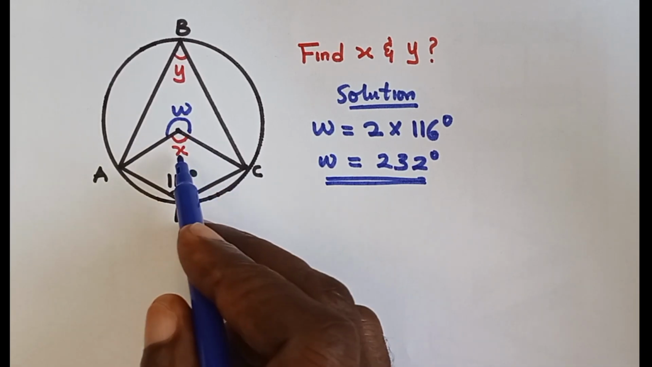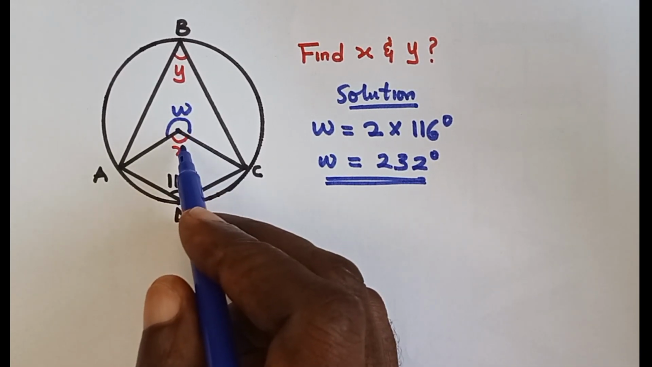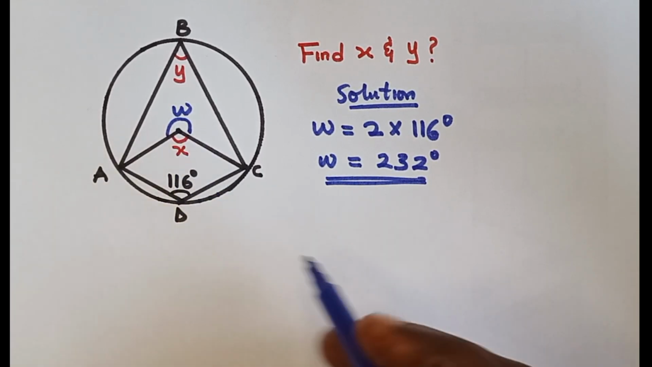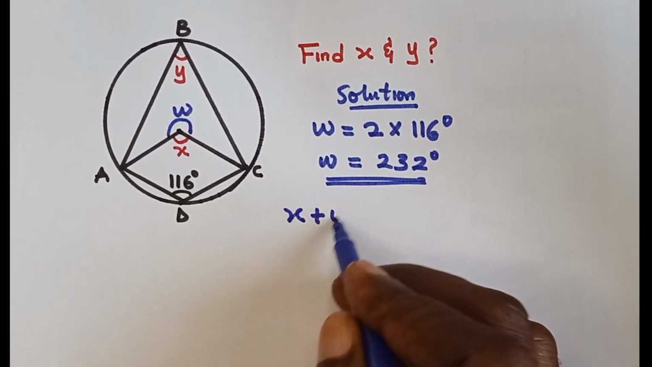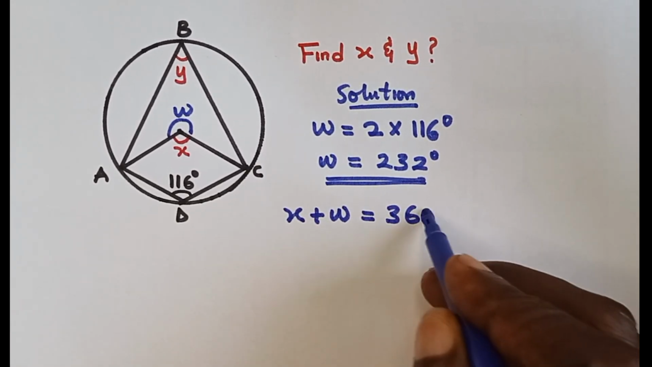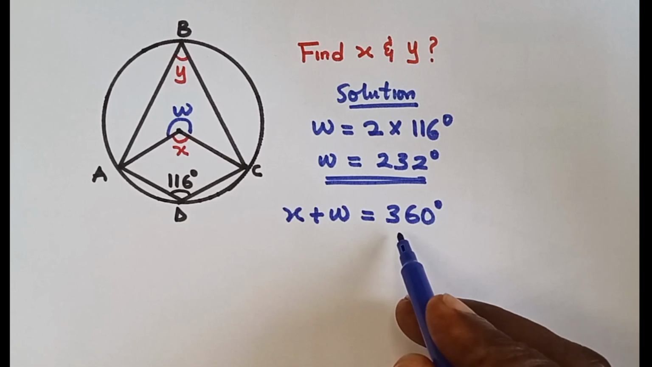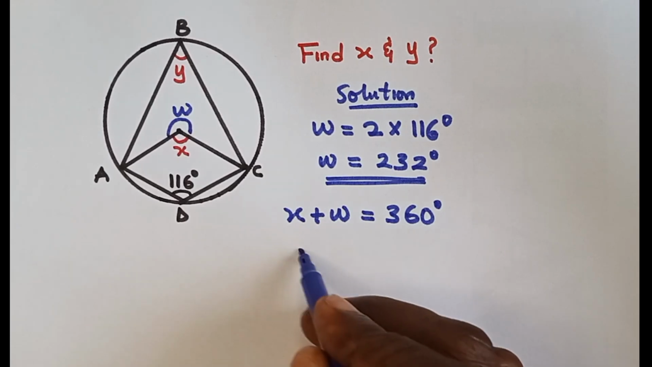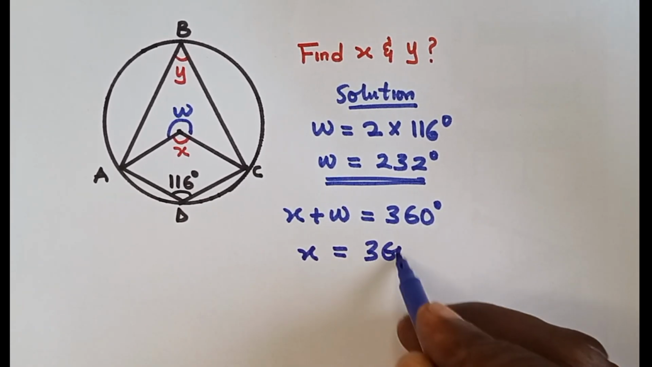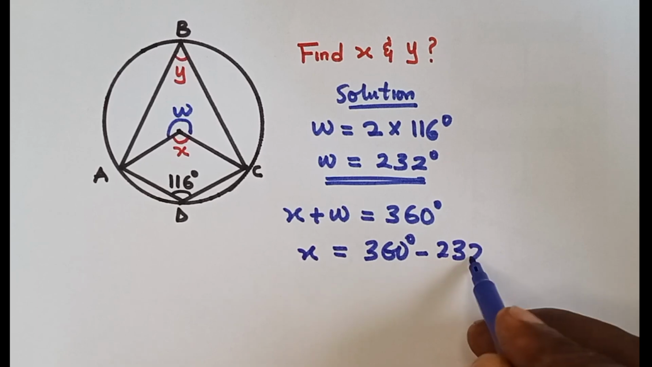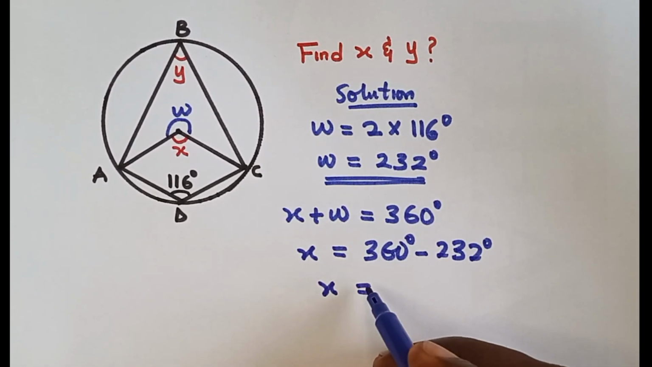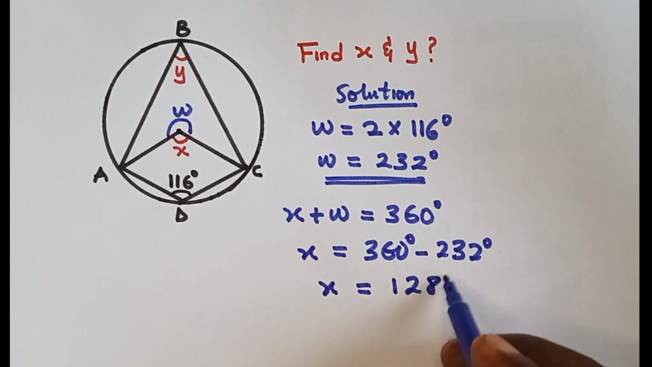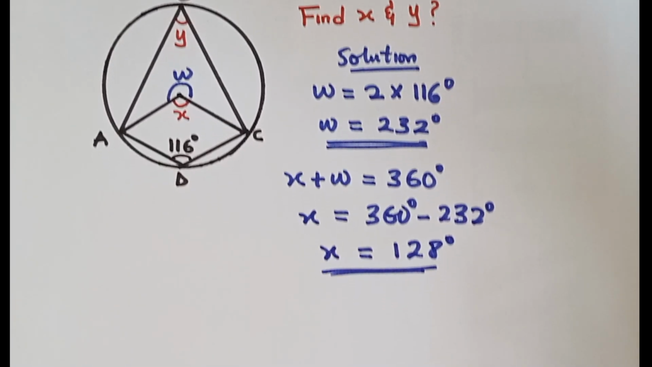Now, what is the relationship between X and W? They are the angles at the center, and the sum of angles at a point equals 360 degrees. That is, X plus W is equal to 360 degrees. We know W is 232, so we can easily find X. X equals 360 degrees minus 232 degrees, which gives us 128 degrees. X equals 128 degrees.